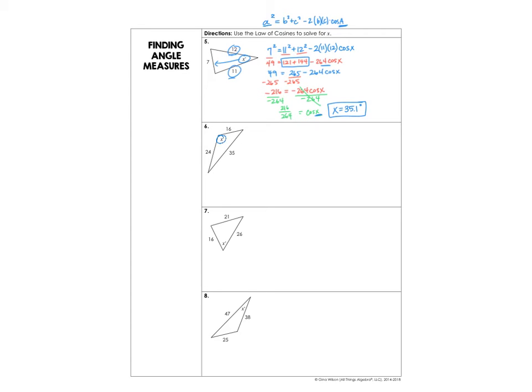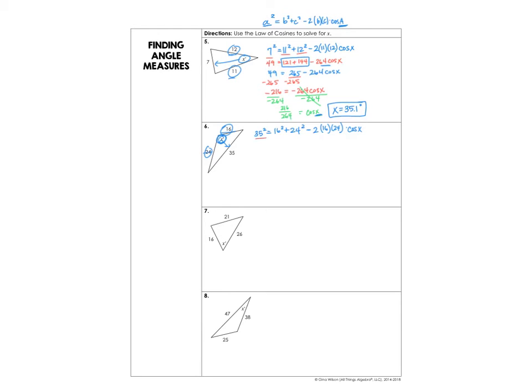Again, we're trying to find the angle measure. We start off with its corresponding side, which is 35. So 35 squared equals our other two sides squared and added. So 16 squared plus 24 squared. This is always subtraction, 2 times those sides again, 16 times 24, times the cosine of the angle, which is x, because we don't know it. Alright, so we're going to follow the same steps.